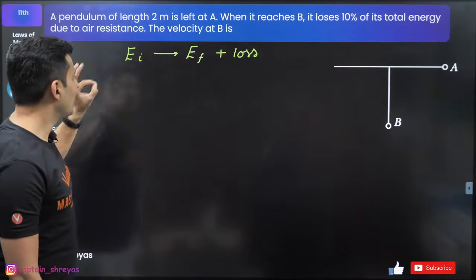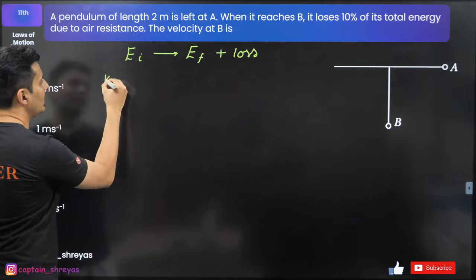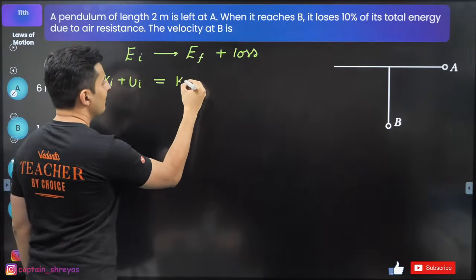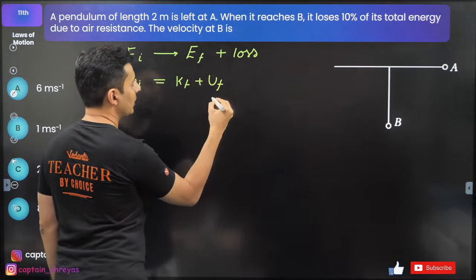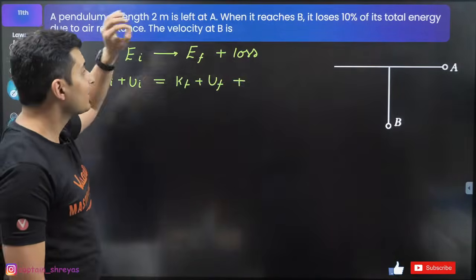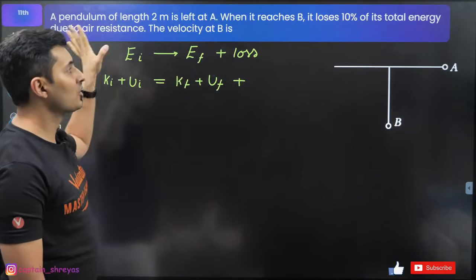Cool. Now initial energy will be nothing but initial kinetic plus initial potential. Final energy will be final kinetic plus final potential. Loss, as per the given question, is 10% of its total energy.